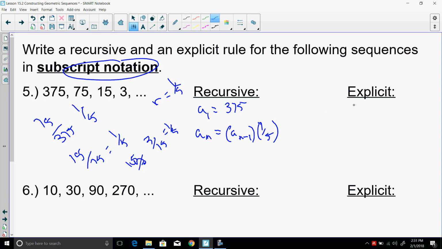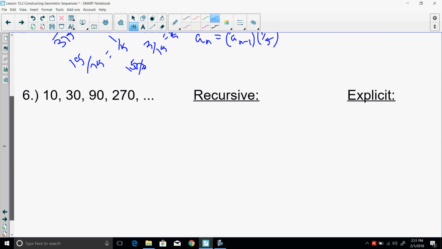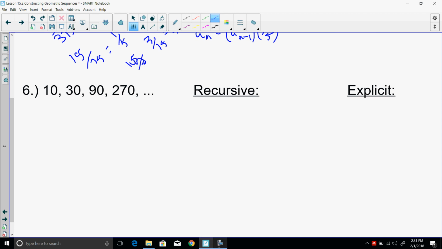And so there is the recursive rule. For the explicit rule, I would have a sub n, the value of the term I'm trying to find, is equal to 375, that's my a sub 1, times the 1/5 to the n minus 1. Same thing for this one. I'm going to have you guys try this. So go ahead and pause the video, and when you come back, I want to see if you can get this one done.